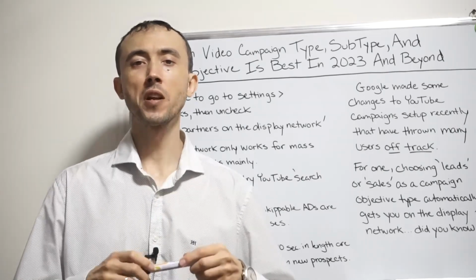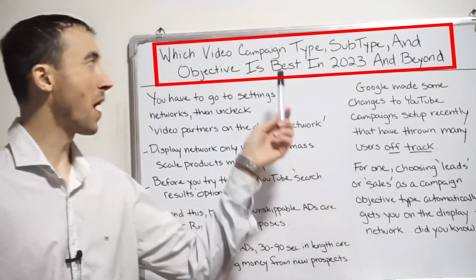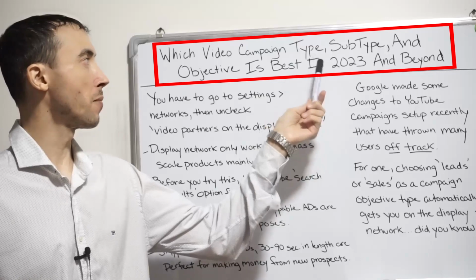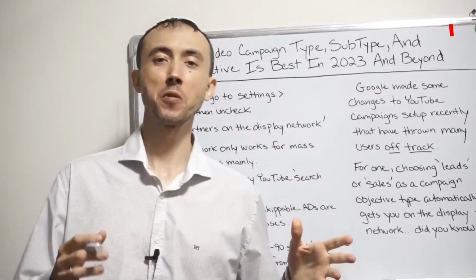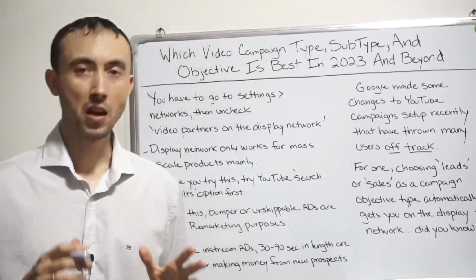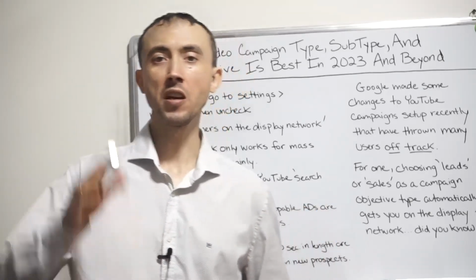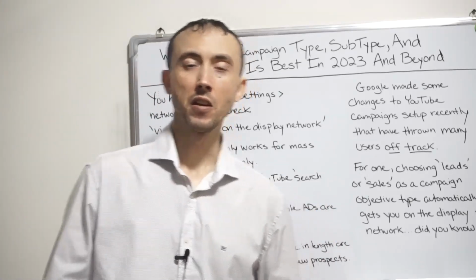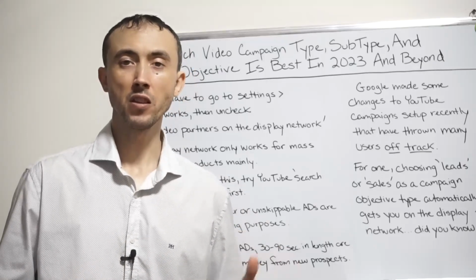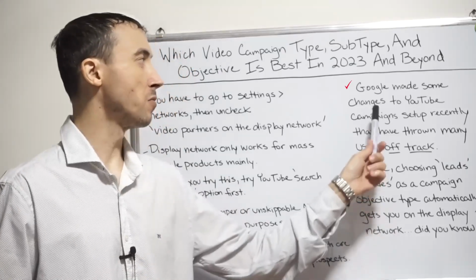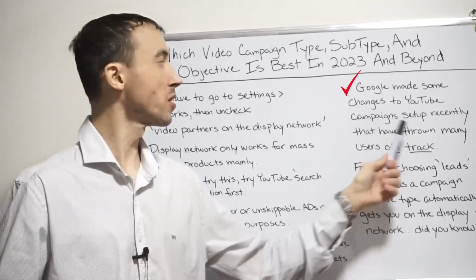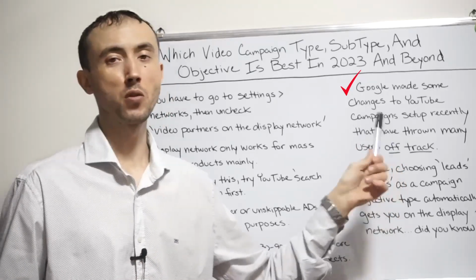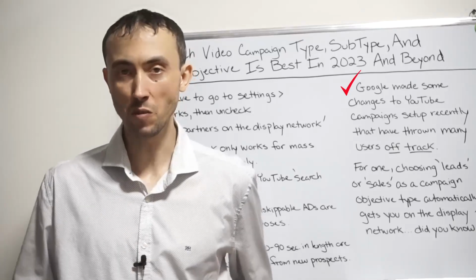Okay, today's video, we're going to talk about what's the best YouTube campaign type, subtype, and objective to be running for your YouTube campaigns here in 2023 and beyond. The reason for making this video is Google has made some changes to YouTube in their setup of the campaigns recently that have thrown many users off track. It's not like it used to be.